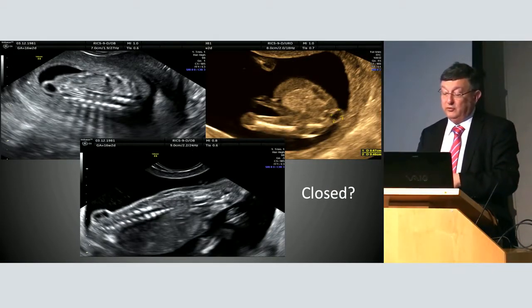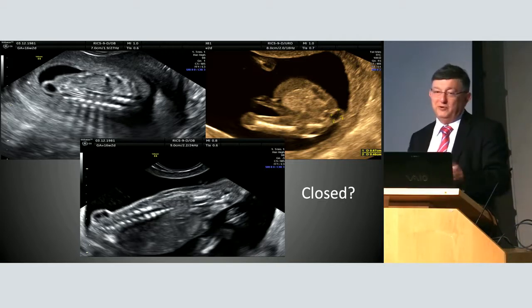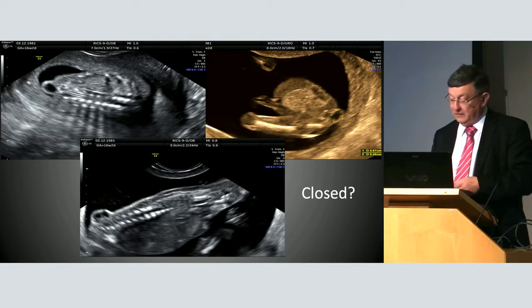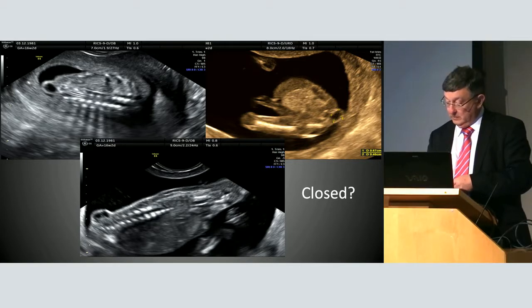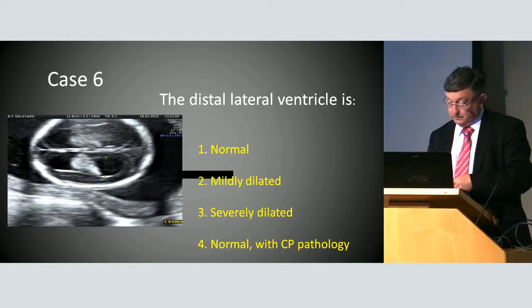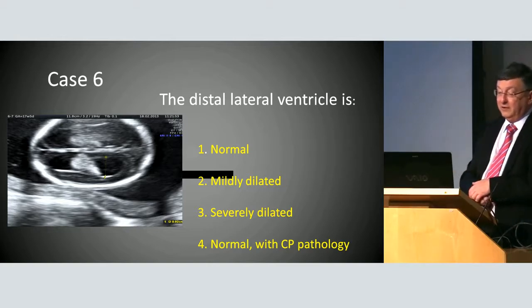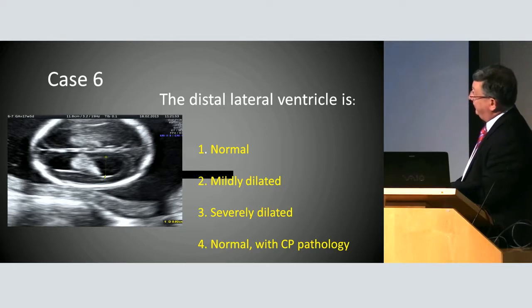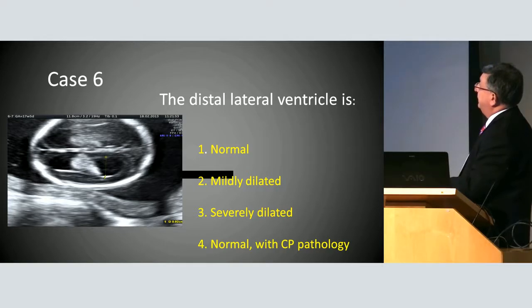Okay, and the question again should be: is this a closed one? Most probably it's a closed one because this is why we don't have the signs and the cisterna magna is normal. Now I am asking questions. Look here. We are at 17 weeks and 5 days, 9.2 millimeter. In this case, are the lateral ventricles normal, mildly dilated, severely dilated, or normal with choroid plexus pathology?